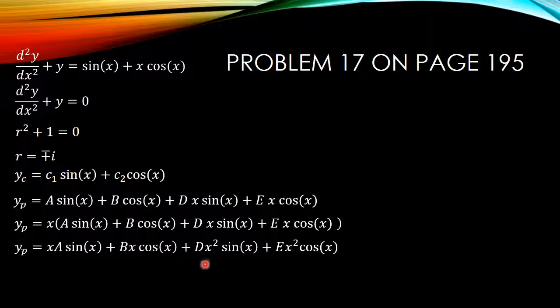Now, this one does not have any terms of sine and cosine by themselves, just times a constant. This is all, you've got x sine x, x squared sine x, x squared cosine x. So these functions are really independent of the complementary solution.